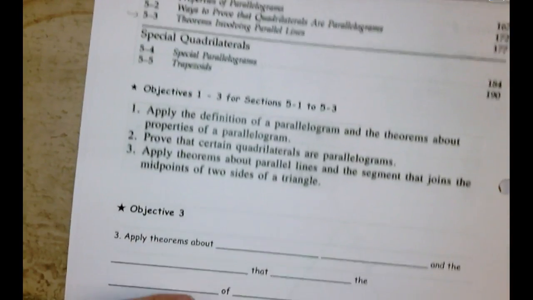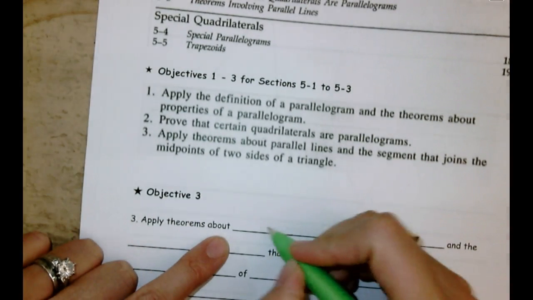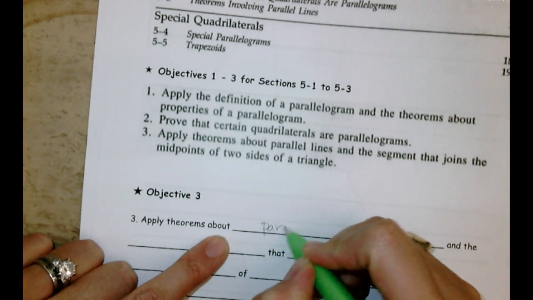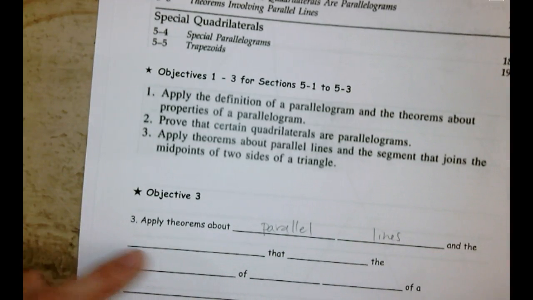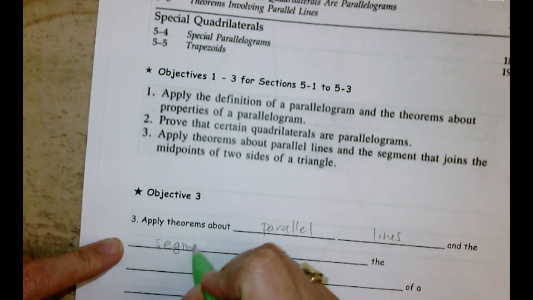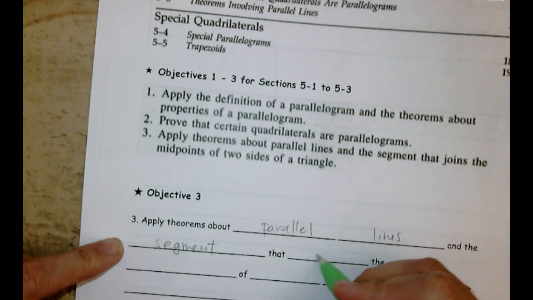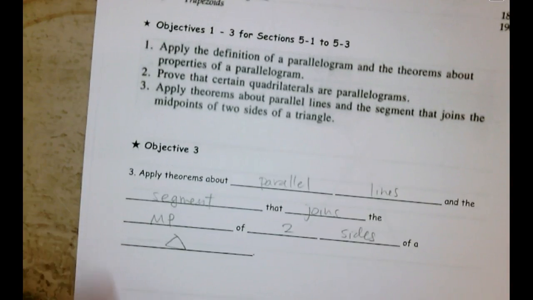Okay? All right, so objective 3 is apply theorems about parallel lines and the segment that joins the midpoints of two sides of a triangle.